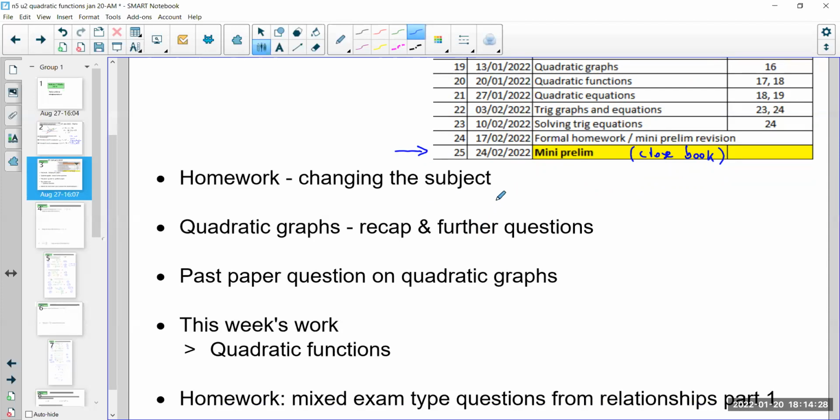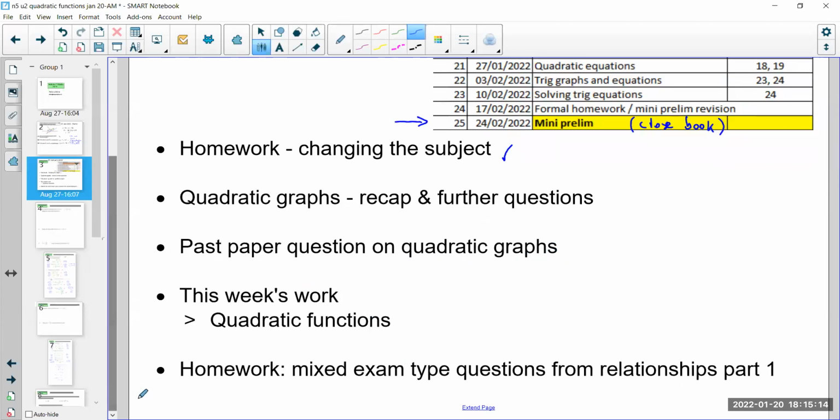Okay, so for today, changing the subject, we're going to look at the homework. So I'm going to spend some time going through it, because from what I've seen, based on your homework, guys, there are still people struggling with it. So hopefully we'll be able to nail a few misconceptions out of it. I will mention something about quadratic graphs, recap and further questions, just to help you in the lessons that are online just now. We'll look at a past paper question to give you an idea. So this week's work is quadratic functions, and you're going to use what we did in the first unit, EF.